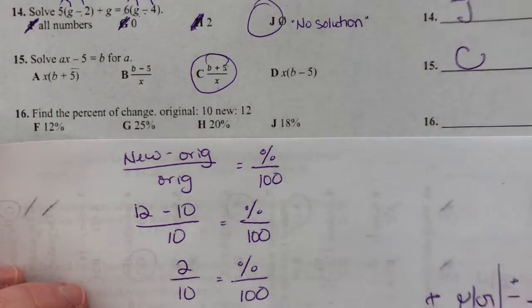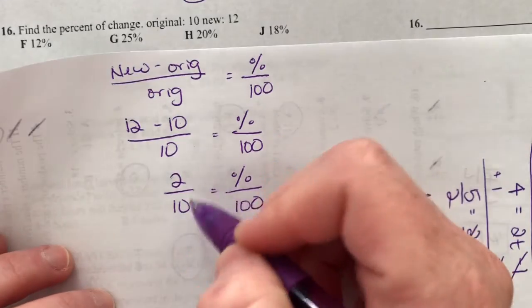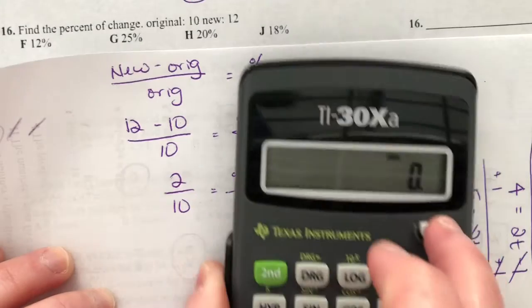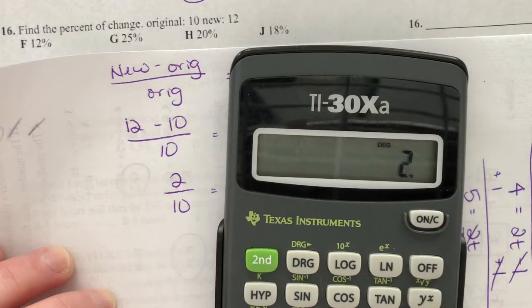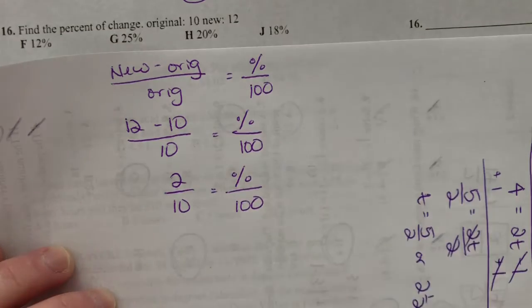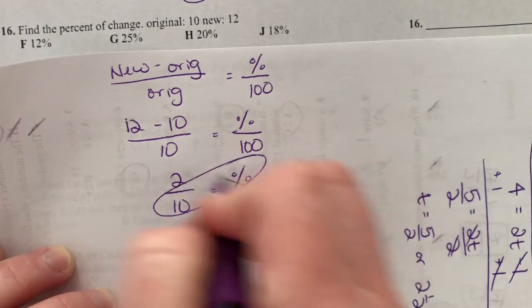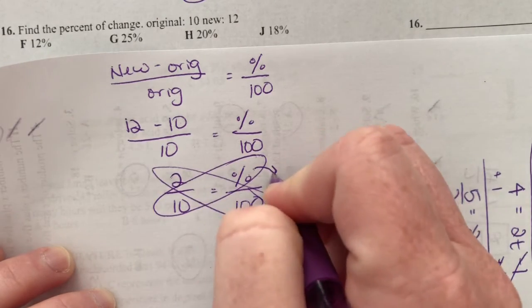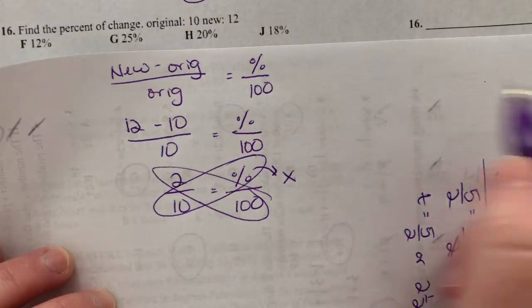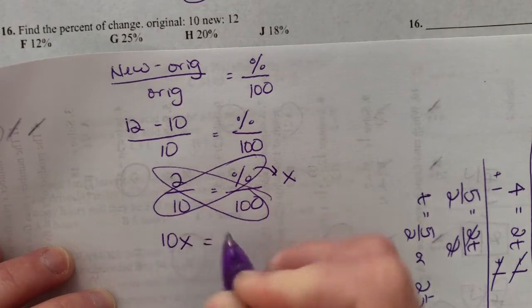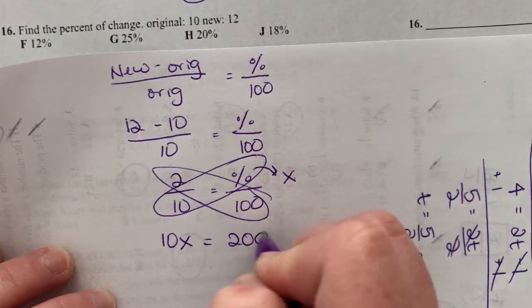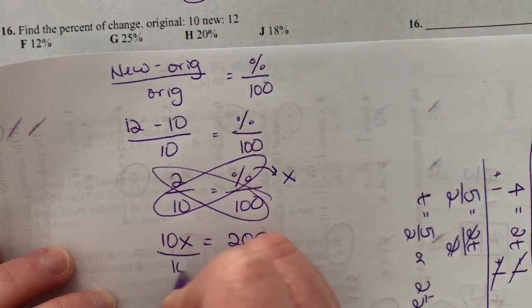And here you have choices. You can either divide this and multiply it by 100. So 2 divided by 10 equals that guy, times 100 equals 20. So it would be 20%. Or you can just go ahead and cross multiply. We're solving for this percentage, so we're just going to call it x. So I'm going to have 10x equals 2 times 100 is 200. Divide by 10.